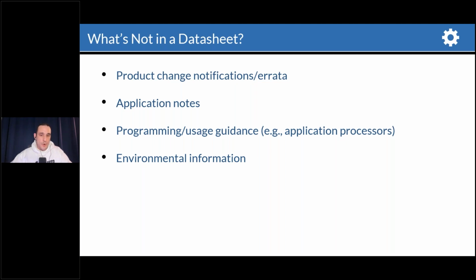You may see some programming or usage guidance. So this is more common for application processors. So these are ASICs that of course do some sort of processing or have to run an application. Or you may see these just in general purpose ASICs. You will also see this with processors like microcontrollers, microprocessors, FPGAs. And then the environmental information such as conflict minerals, any other environmental information related to REACH, RoHS, that is also generally not contained in a data sheet.